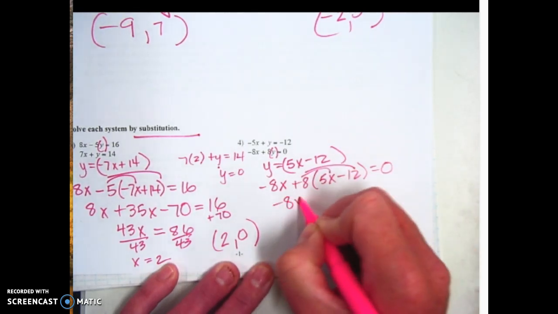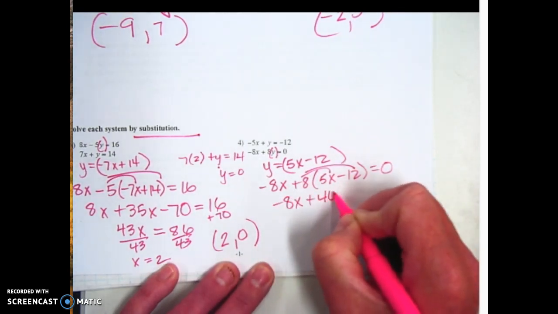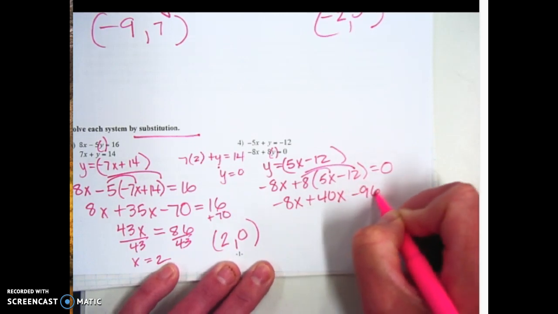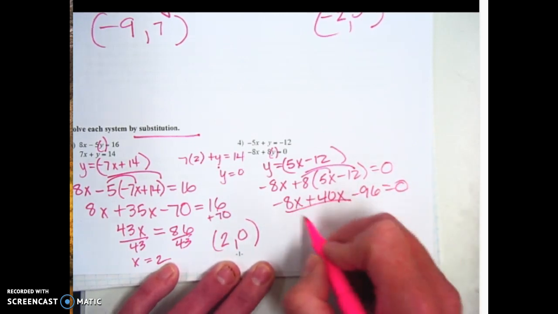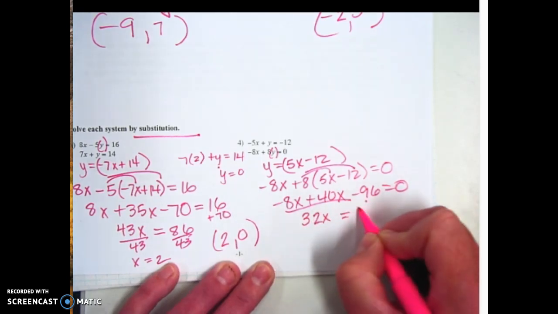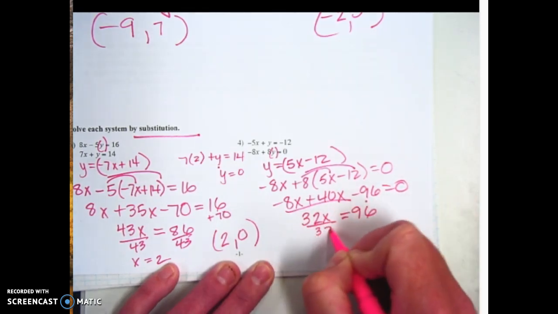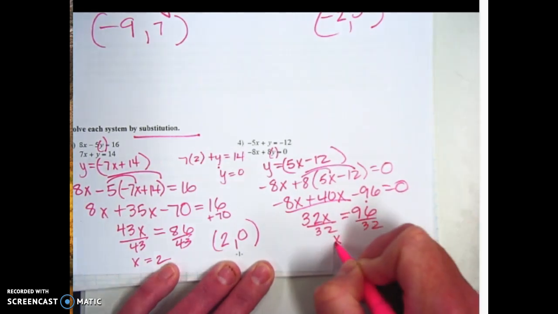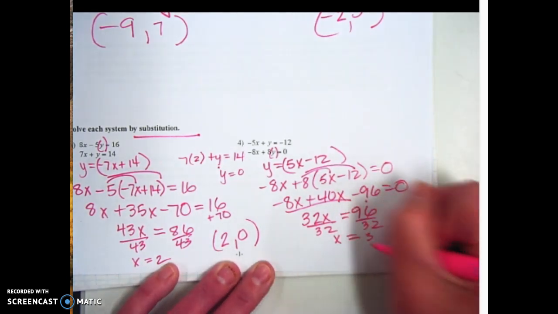So you're going to have -8x plus 40x minus 96. Combine your like terms over here and you get 32x. Add this 96. Divide by 32. So x should be equal to 3.